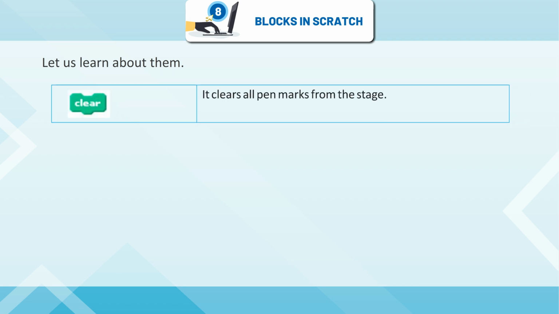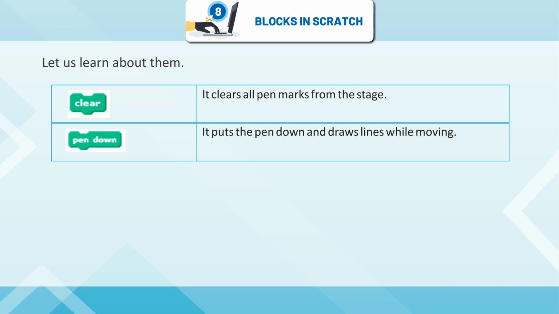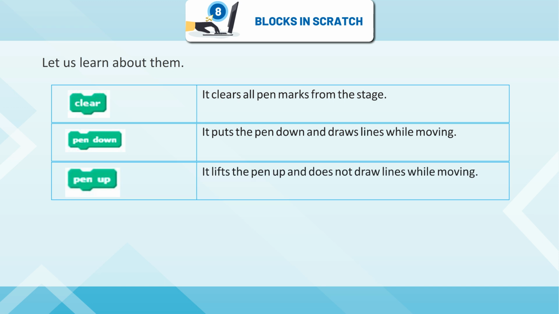Clear. It clears all pen marks from the stage. Pen down. It puts the pen down and draws lines while moving. Pen up. It lifts the pen up and does not draw lines while moving.